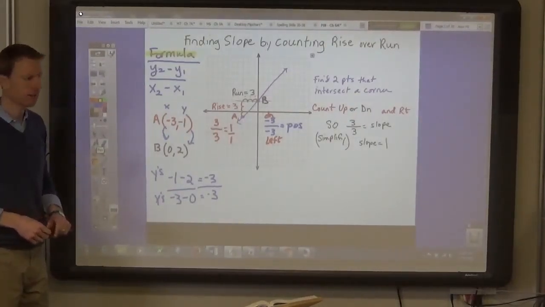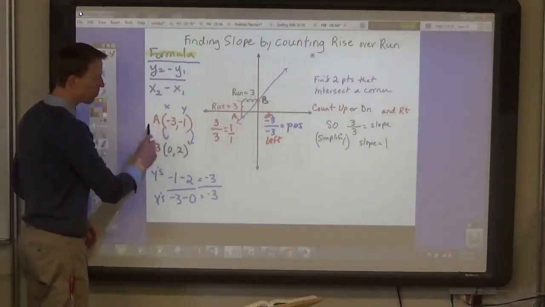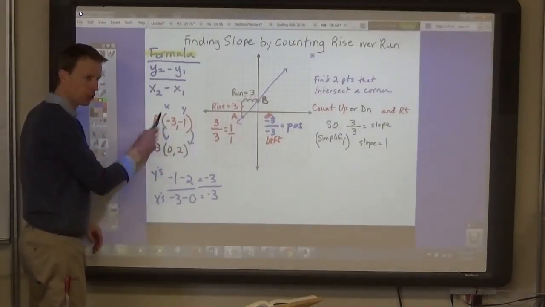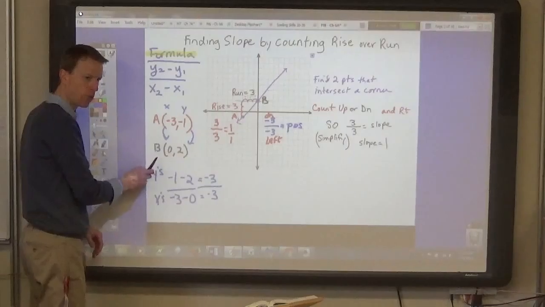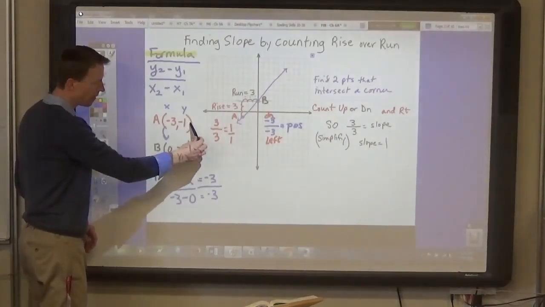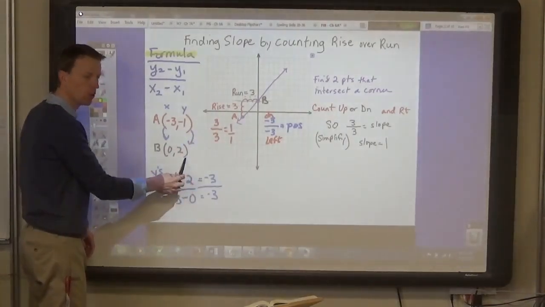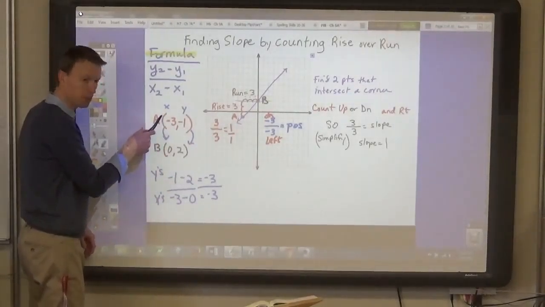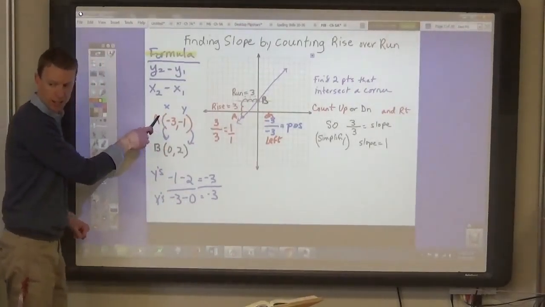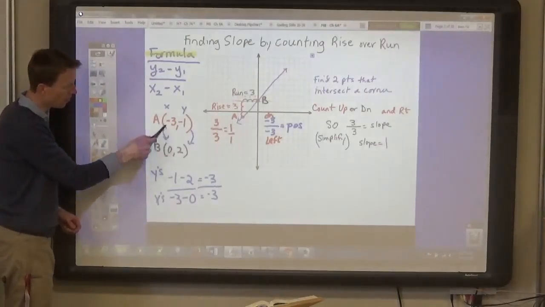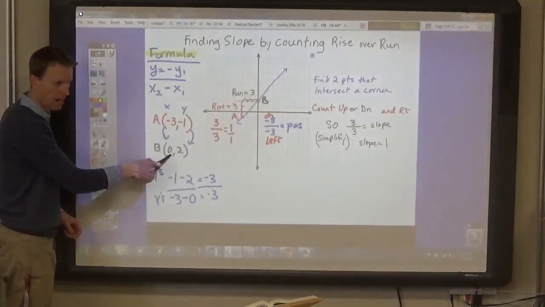Okay? In other words, if we're going to find the slope of these two points, point A and point B, and we subtract -1 minus 2, then we have to go back up to the first point again and subtract them in the same order: -3 minus 0.